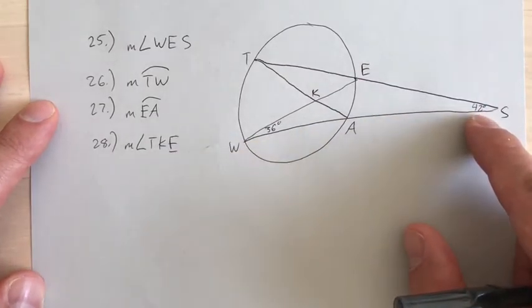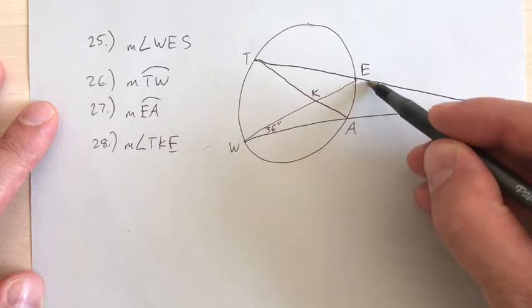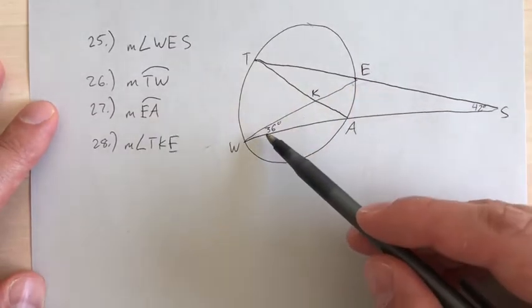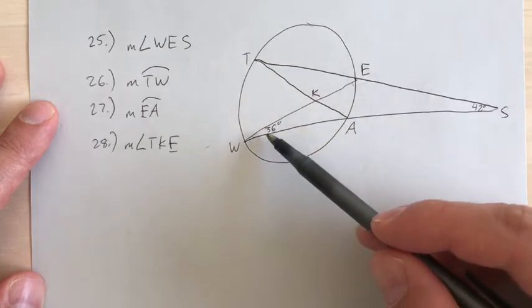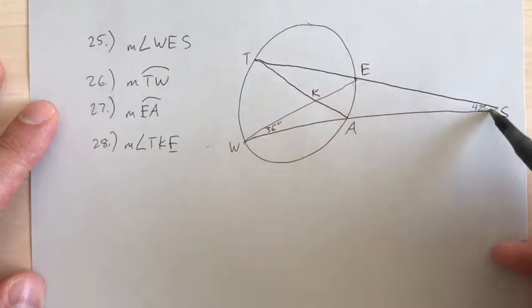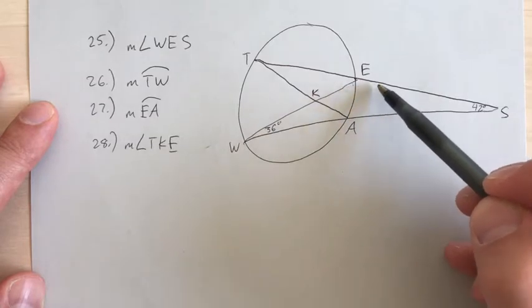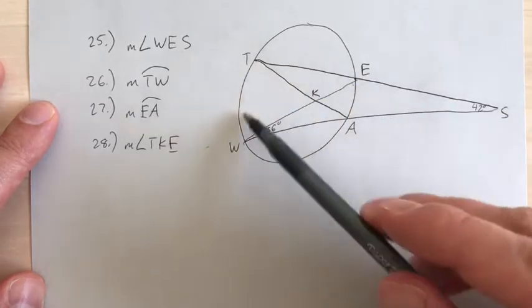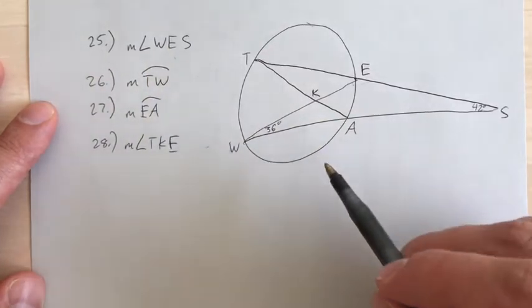The first angle they would like you to find is the measure of angle WES, which is this angle up here. Technically, this is part of a three-angle triangle. So this triangle here would have this angle, that angle, WES, and then this one. You could use the triangle sum theorem to figure out this first answer, so that's what I'm going to do.